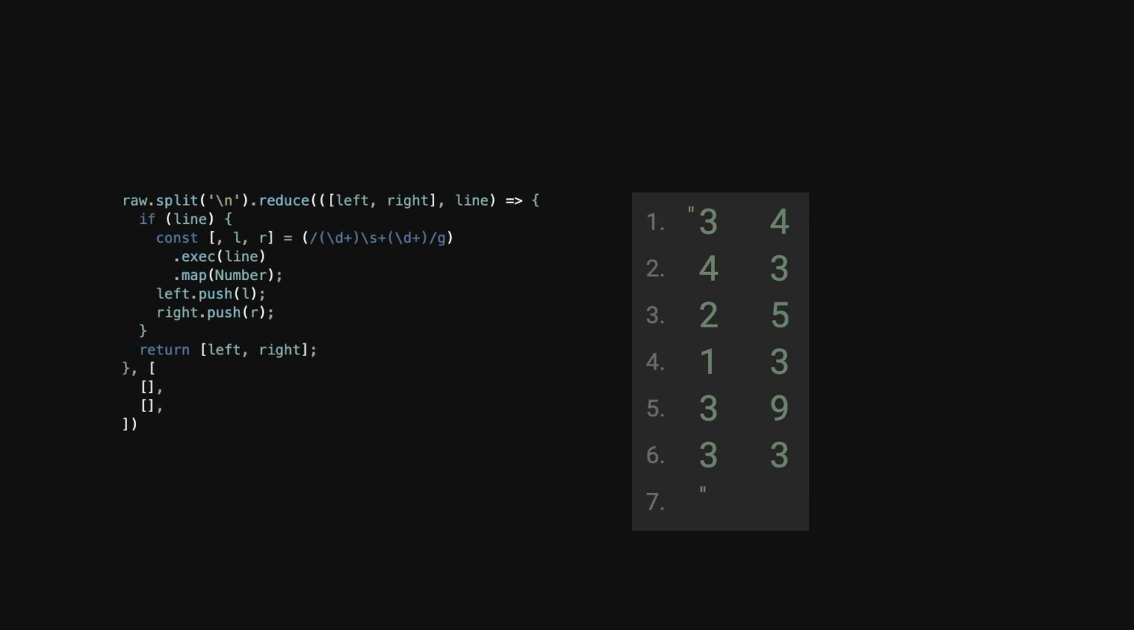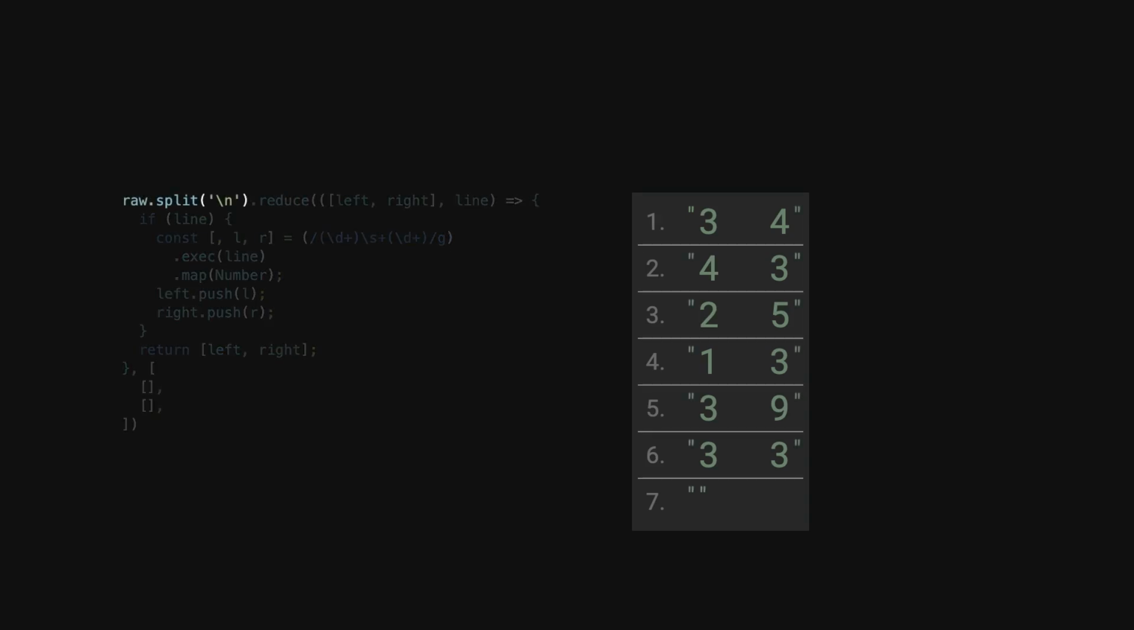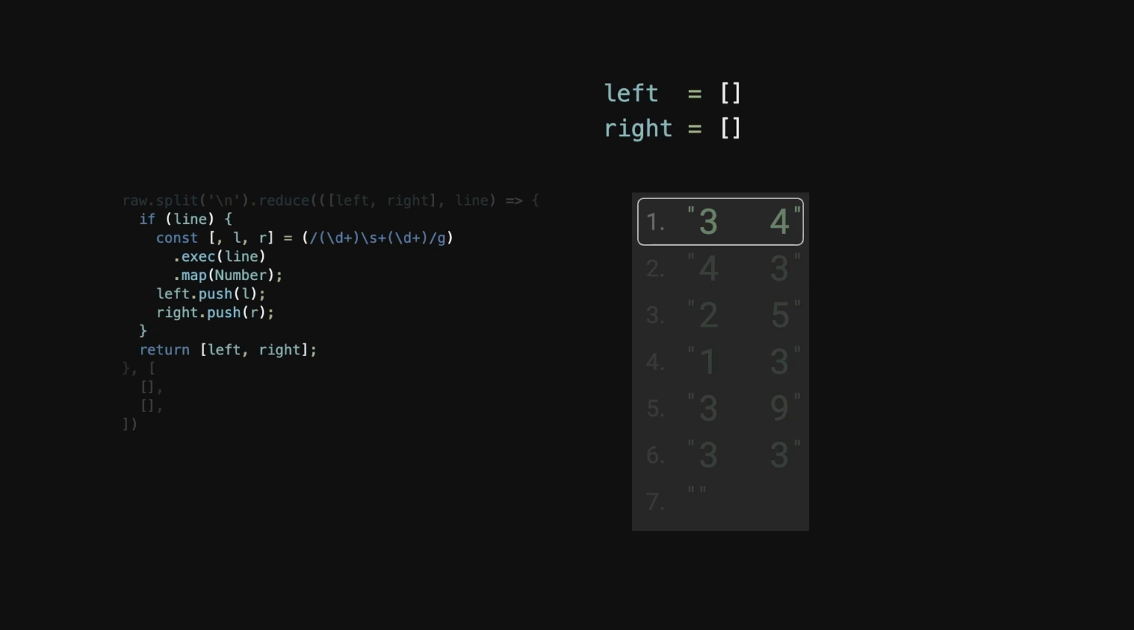To parse it, let's split the string into lines. Now reduce these lines into an accumulator that consists of two arrays. For each line, we first check for content. We only want to run our parsing code if the line has values.